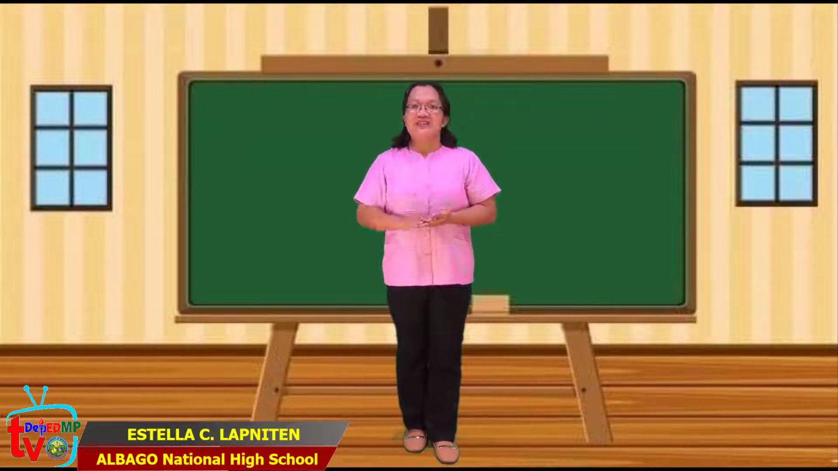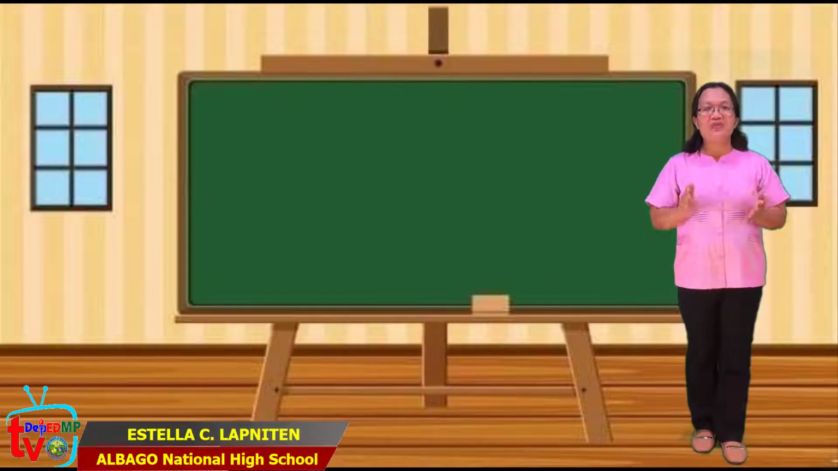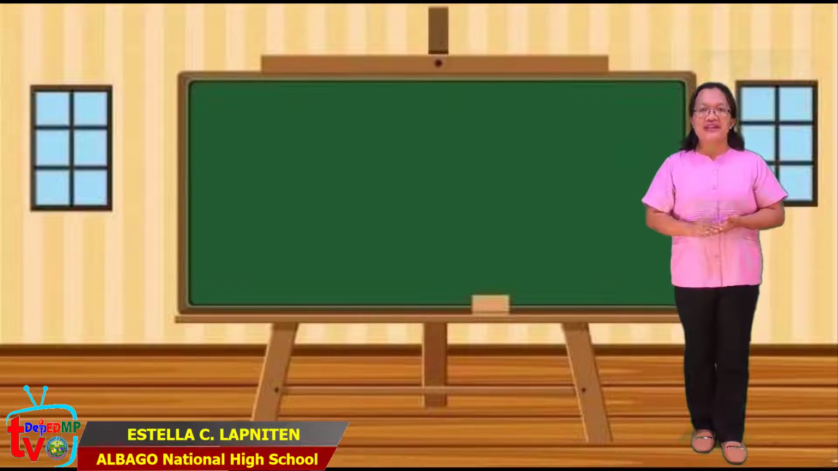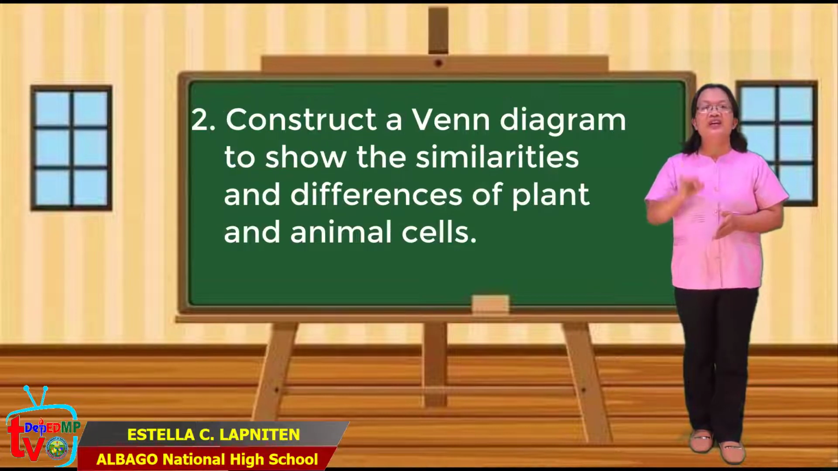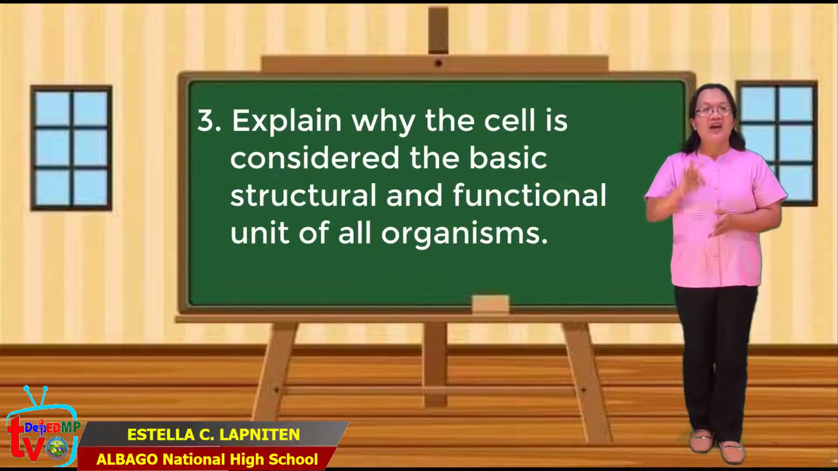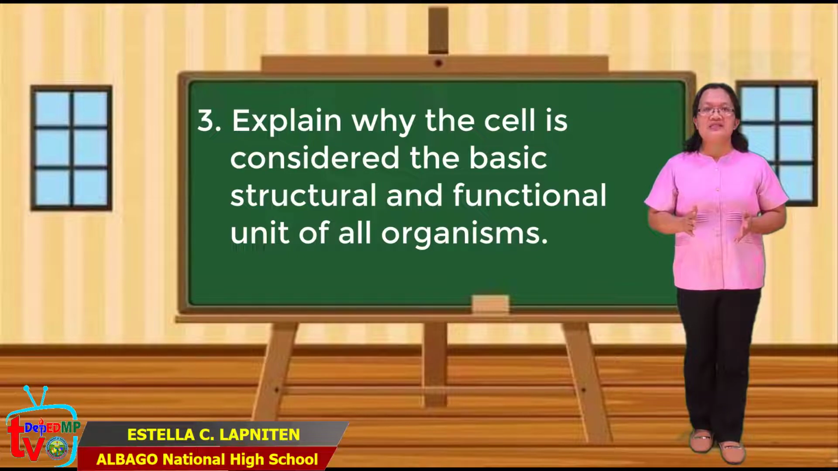Before we proceed, let me present the three objectives of this lesson. 1. Identify and describe the parts of plant and animal cells. 2. Construct a Venn diagram to show the similarities and differences of plant and animal cells. 3. Explain why the cell is considered the basic structural and functional unit of all organisms.